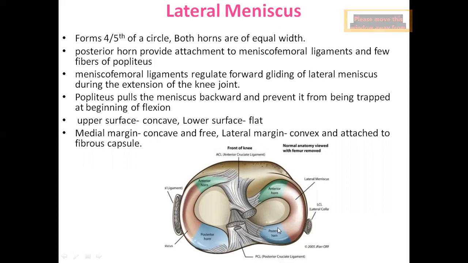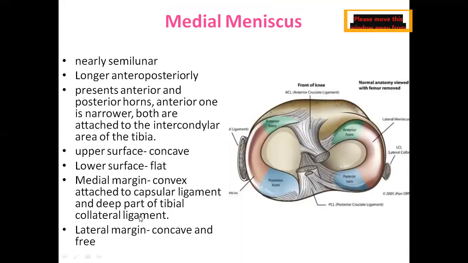The upper surface of lateral meniscus is concave, lower surface is flat, medial margin is concave and free, lateral margin is convex and it is attached to fibrous capsule. I'm sorry, there is a small correction. This is the lateral margin. So the lateral margin is convex and it is giving attachment to capsular ligament and deep part of tibial collateral ligament, and medial margin is concave and it is free.